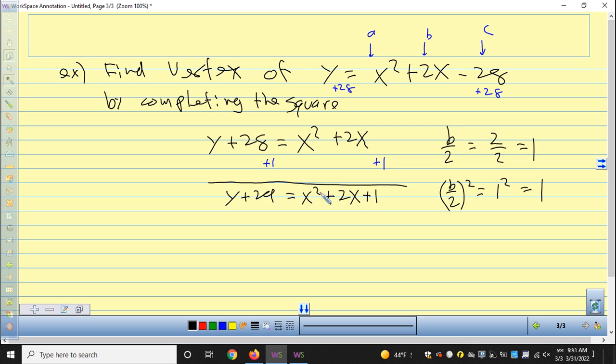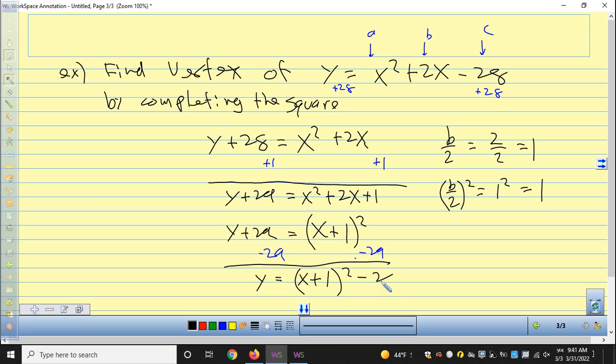This is now a perfect square. I can factor this. So I get y plus 29. This factors to x plus whatever b over 2 is. X plus 1, quantity squared. Now I want to get y by itself. So I subtract 29 from both sides. And I get y equals x plus 1 squared minus 29.